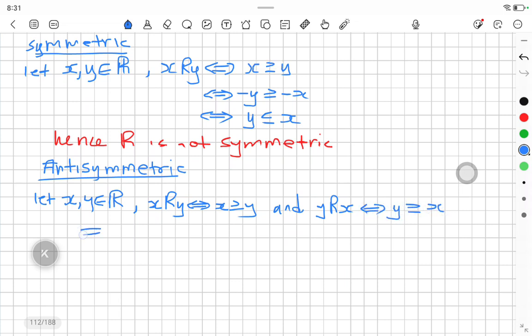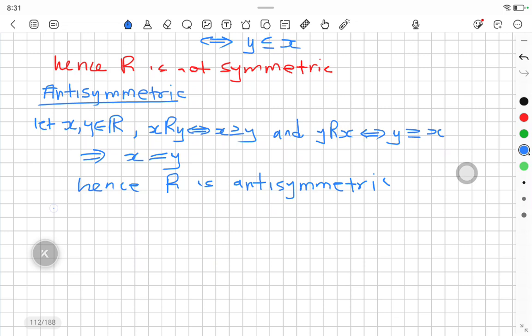Then we say this will imply that x is equal to y, because there's an equal sign. So this will be true. You see, right? Hence, R is antisymmetric. Then we see that. Then now we check transitive.